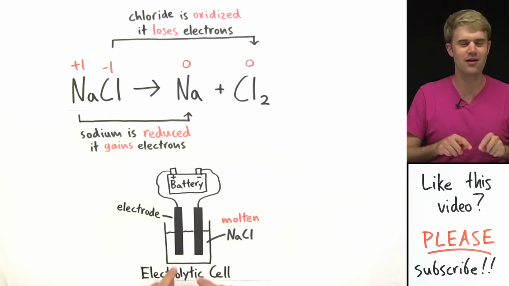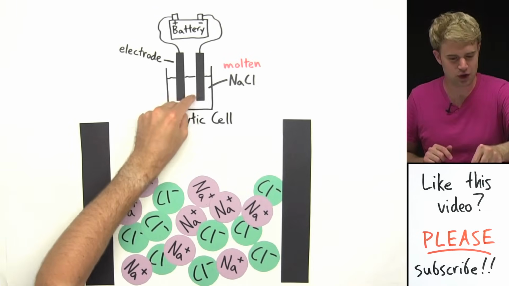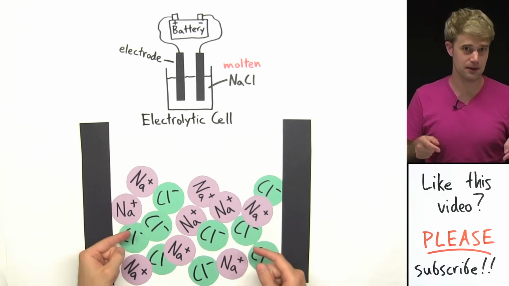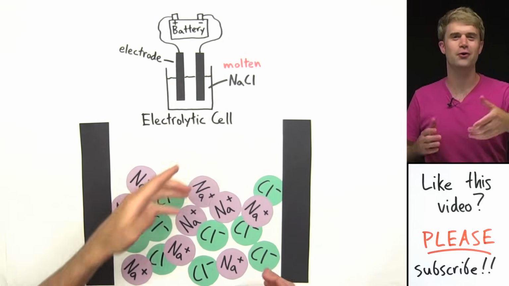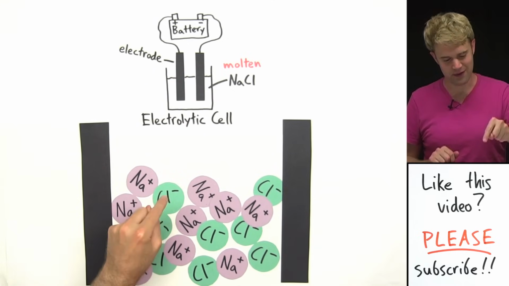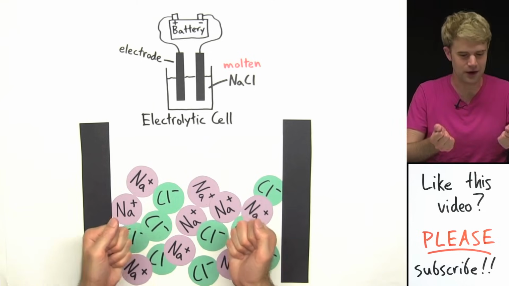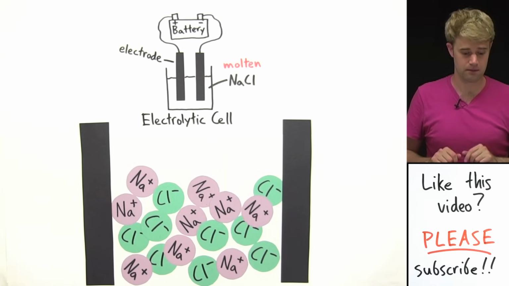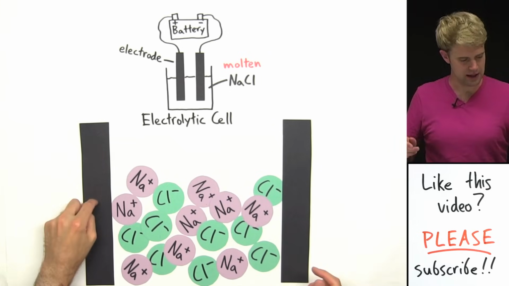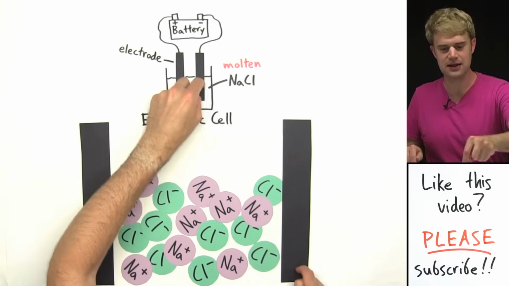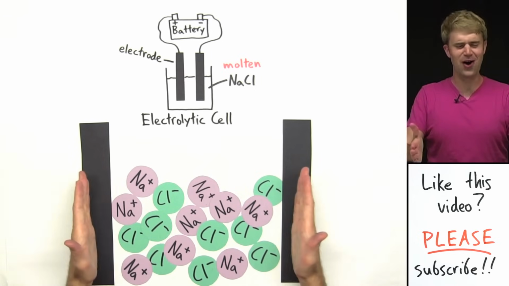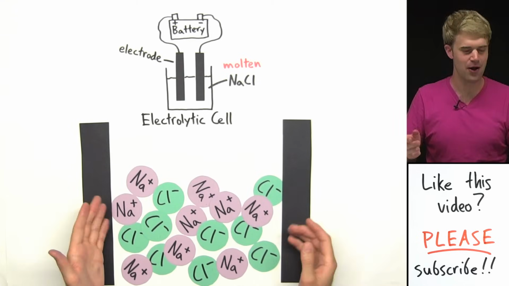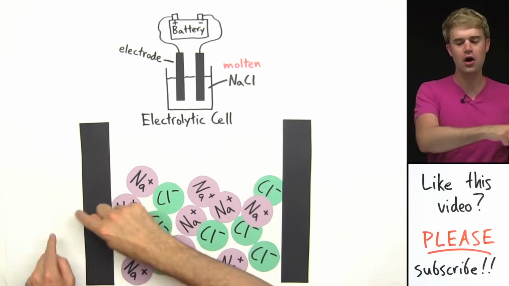Now let's zoom in on this a little bit more. If we could zoom in to the sodium chloride millions and millions of times, this is what we'd see. The sodium chloride is molten or liquid, which means that the sodium and the chloride ions have come apart from each other and they're in constant motion moving around in this container. Now, here are the electrodes. This is that one, and this is that one. These electrodes in the diagram here are way, way closer together than they should be. This is definitely not to scale, but I wanted you to be able to see both of the electrodes.